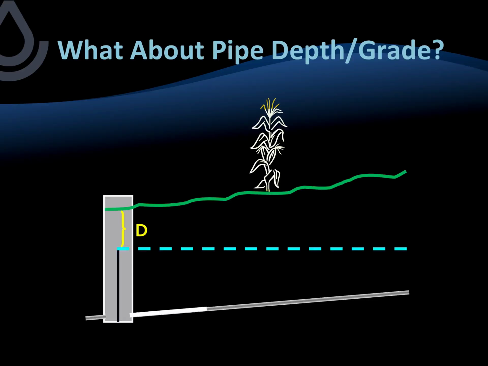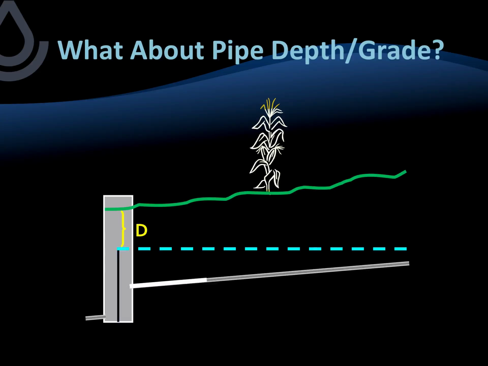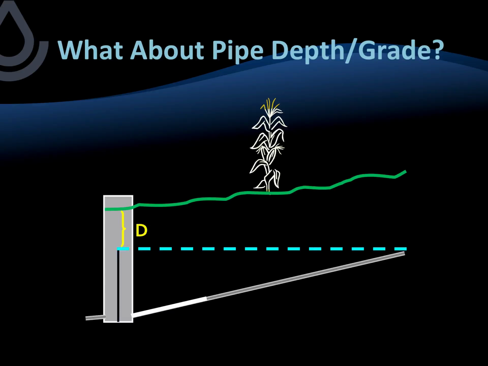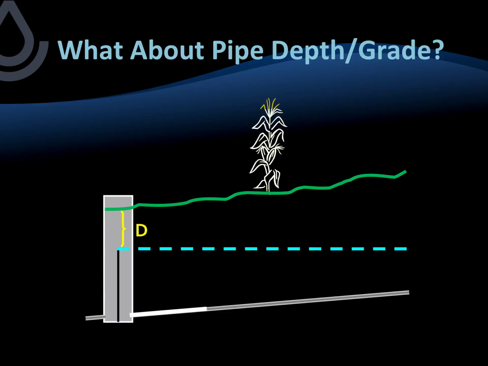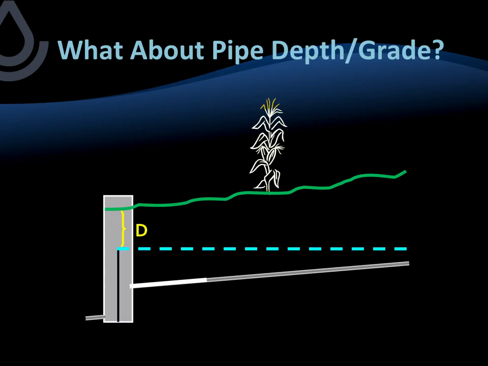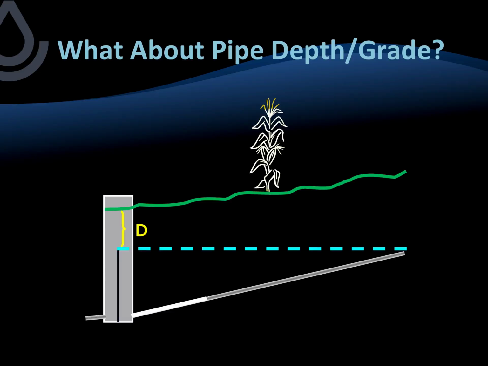We often get questions about the grade of the main or the submain where the structures are located. What if it's a steeper grade? What if it's a flatter grade? Does this matter? And when you think about it, you look at this particular illustration here, none of these pipe configurations really matter when it comes to what's going on between the desired water table depth and the ground surface. It's all about where the water table is with respect to the ground surface and the topography. It's not about where the pipe is located or the grade that the pipe is on.